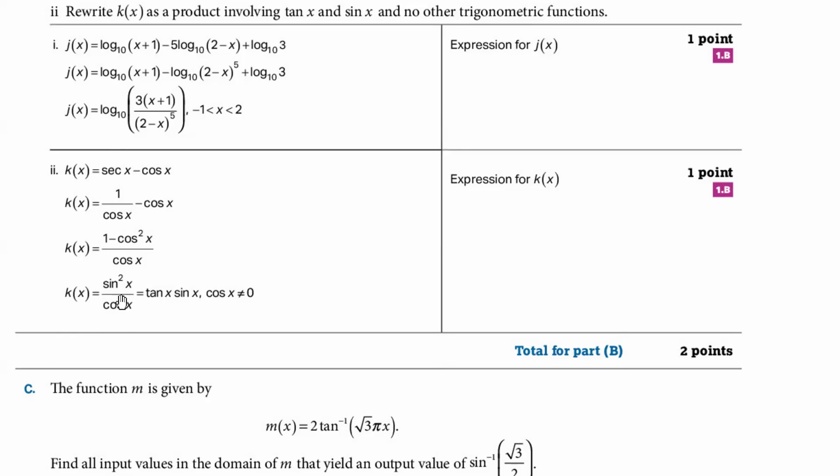Quotient identities means that this becomes sine over cosine times sine, and sine over cosine is tangent, and sine is just sine. So did I make it only in terms of tan and sine? Yes. And I know that my restriction here is that cosine of x can't equal 0.